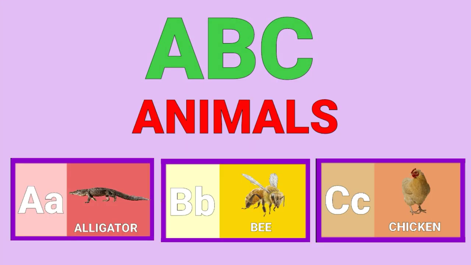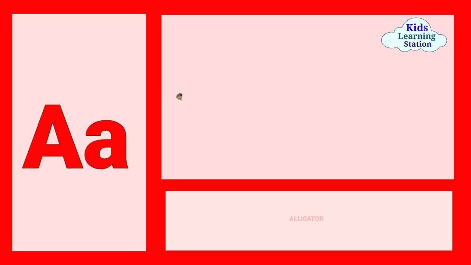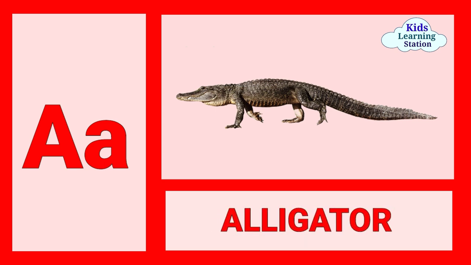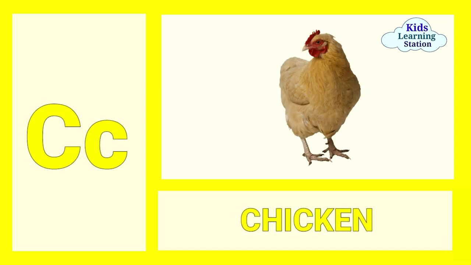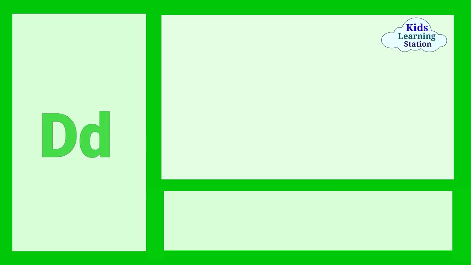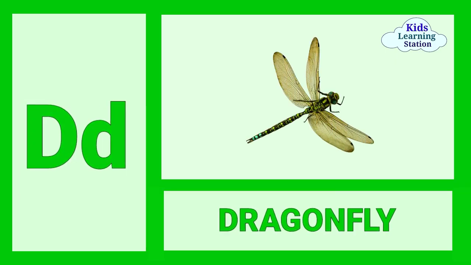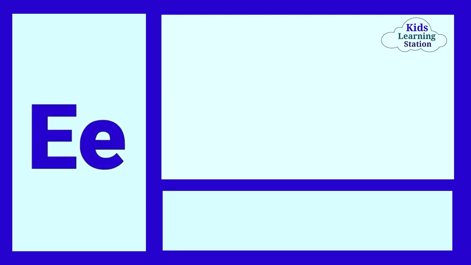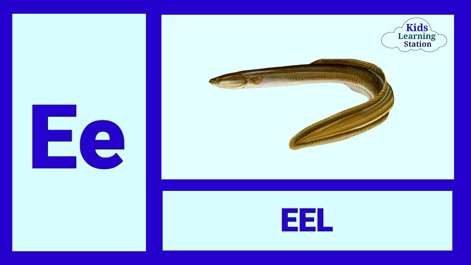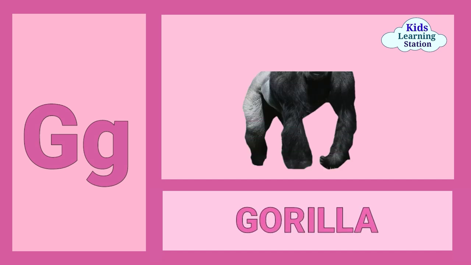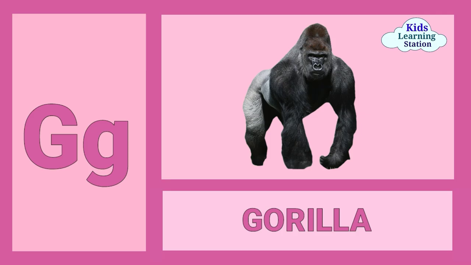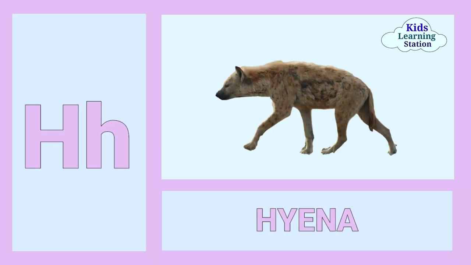ABC animals. A is for alligator. Alligator. B is for bee. Bee. C is for chicken. Chicken. D is for dragonfly. Dragonfly. E is for eel. Eel. F is for fox. Fox. G is for gorilla. Gorilla. H is for hyena. Hyena.